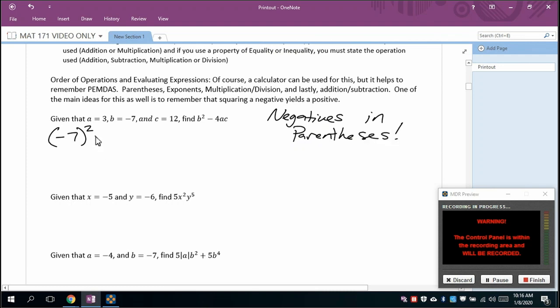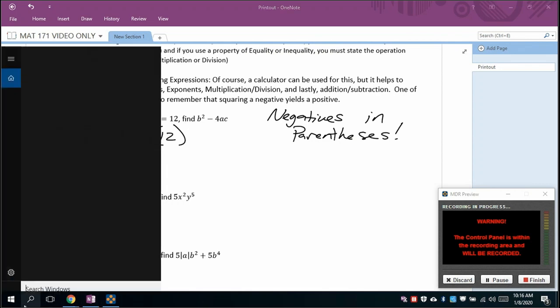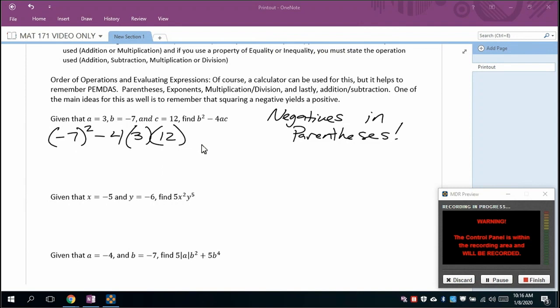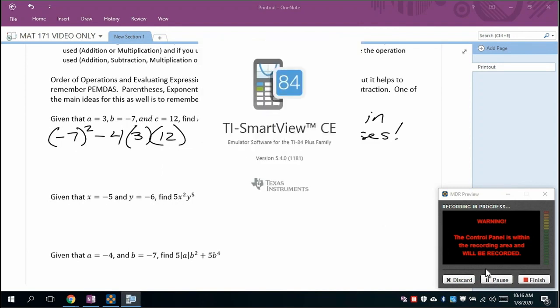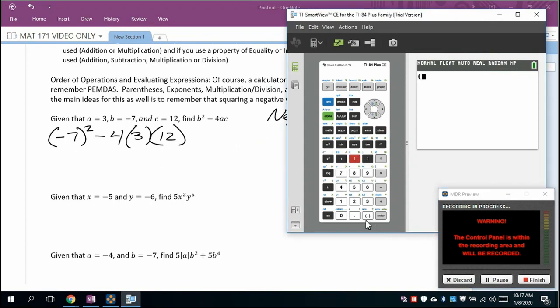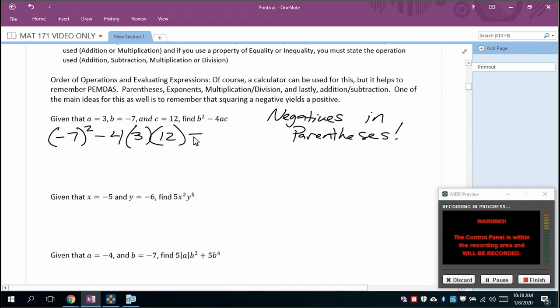So you have negative 7 squared minus 4 times 3 times 12. We can use the graphing calculator, and by the way, you do need a graphing calculator. If we type in negative 7 squared minus 4 times 3 times 12, that is going to be negative 95. If I don't put the negative in a parenthesis, it does the exponent first, which is what we don't want. Negative 7 squared would be positive 49. So this is simply going to be negative 95.